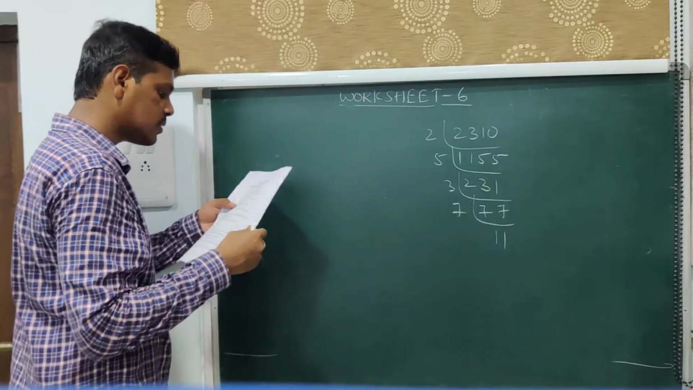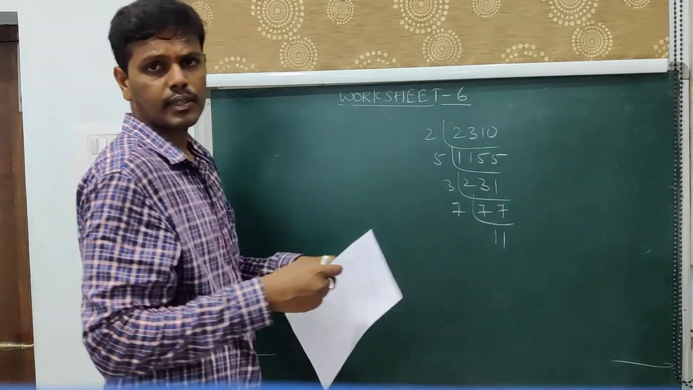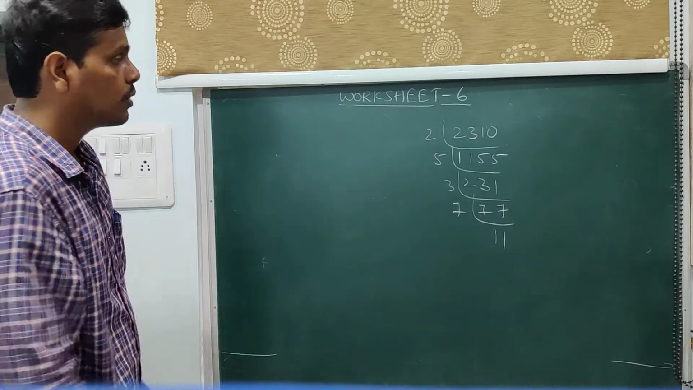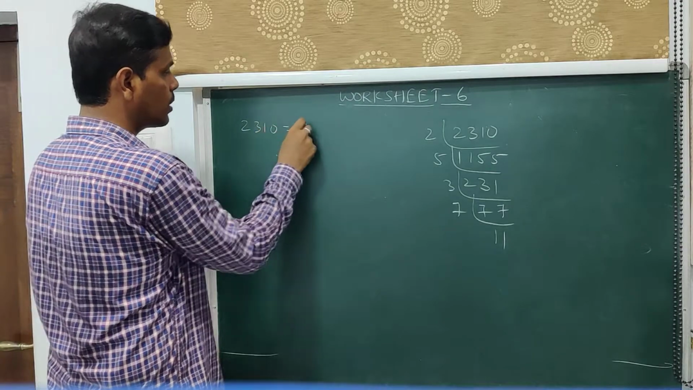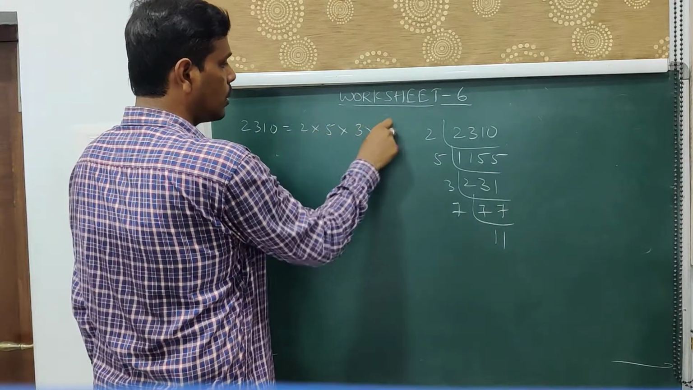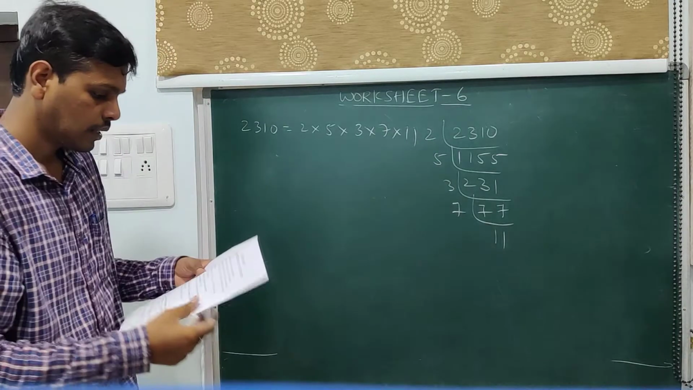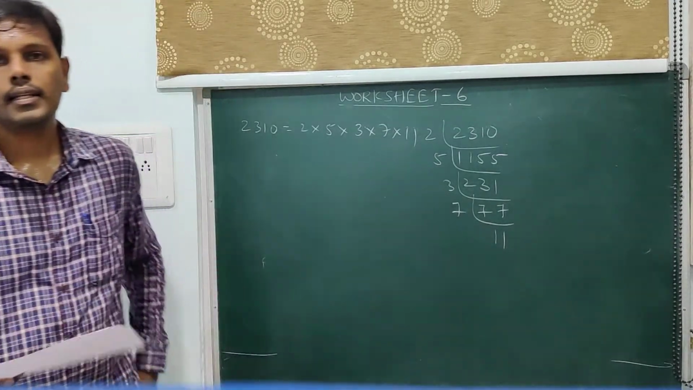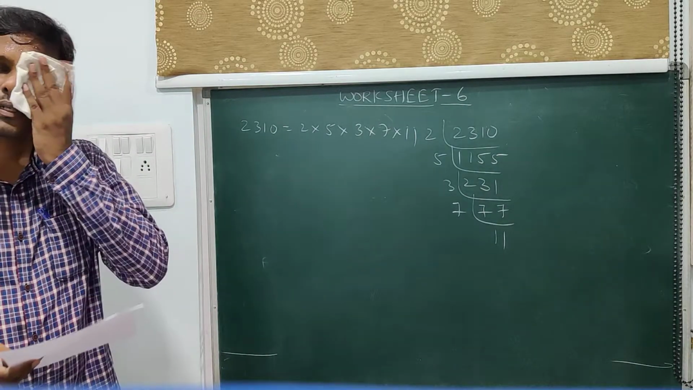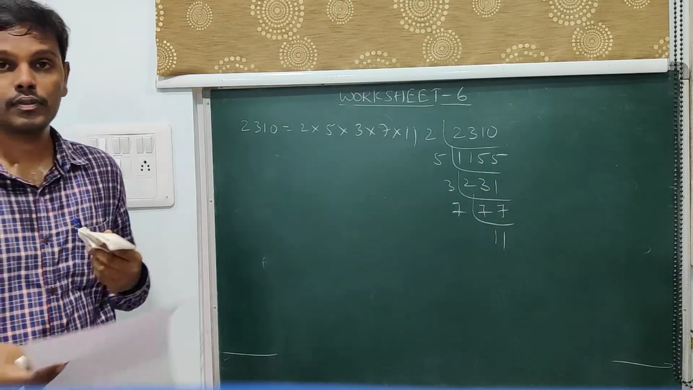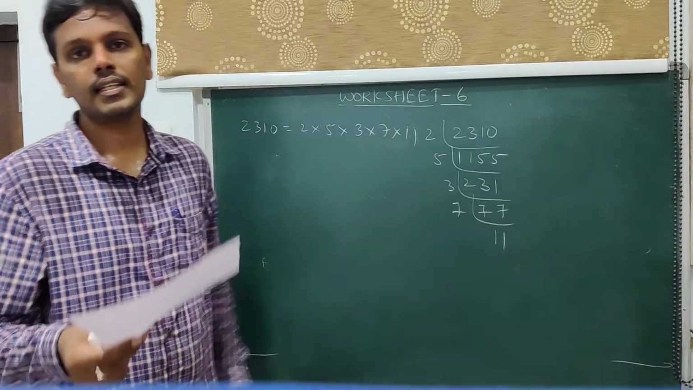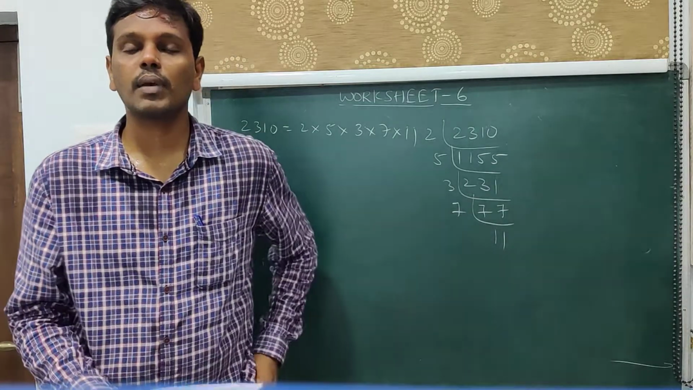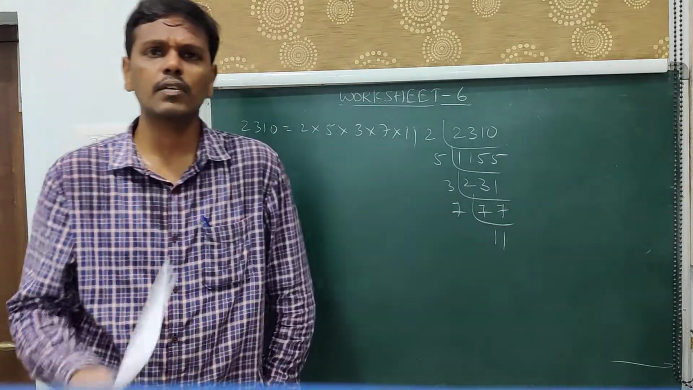They have asked you to write it as a product of prime factors. In other words, they are telling you to write the prime factorization of 2310. That is what you write: 2310 is equal to 2 into 5 into 3 into 7 into 11. So that's it. Next, what is the prime factorization of 19? 19 is a prime number. The prime factorization of any prime number is the number itself. That is, the prime factorization of 19 is 19 itself. It applies for any prime number. Say 7 is a prime number. The prime factorization of 7 is 7 itself.